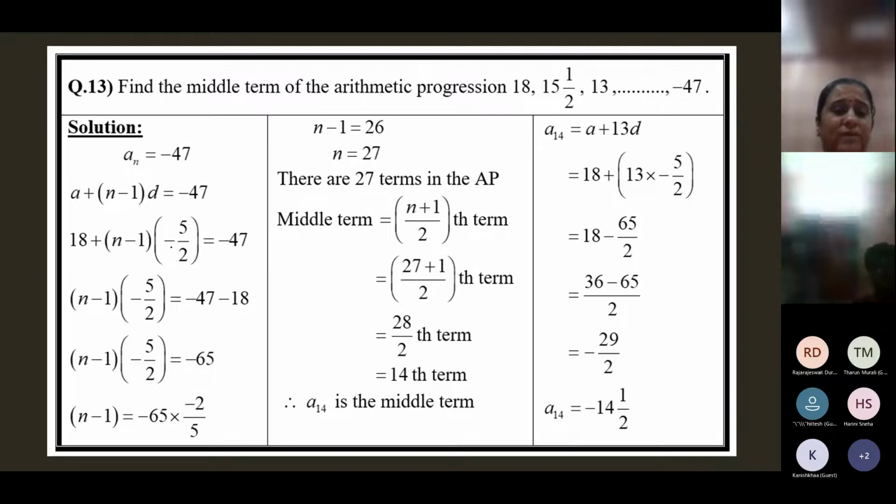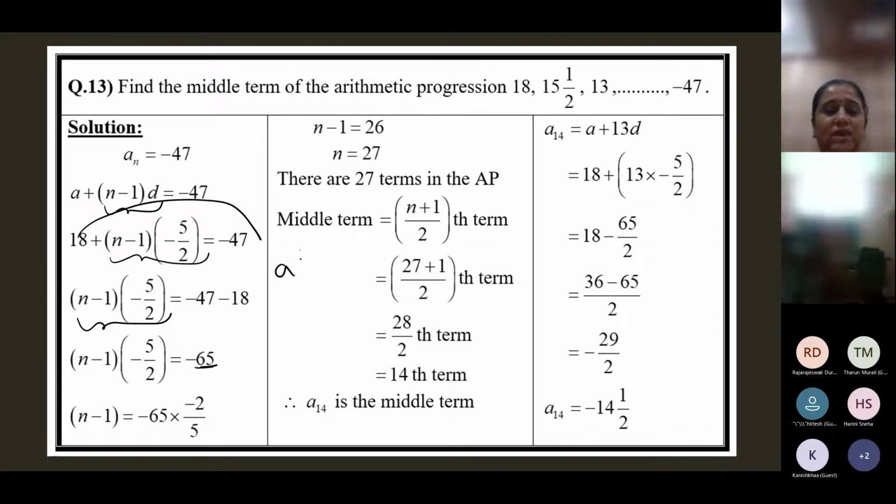Shouldn't go wrong. See this minus 5 by 2, you shouldn't take it to the other side as plus 5 by 2. It's n minus 1 into d, so n minus 1 into minus 5 by 2. You must transpose the 18: minus 47 minus 18 is minus 65. Then if you want, you can multiply minus 5 by 2 with n minus 1. Otherwise, you can take it to the other side.